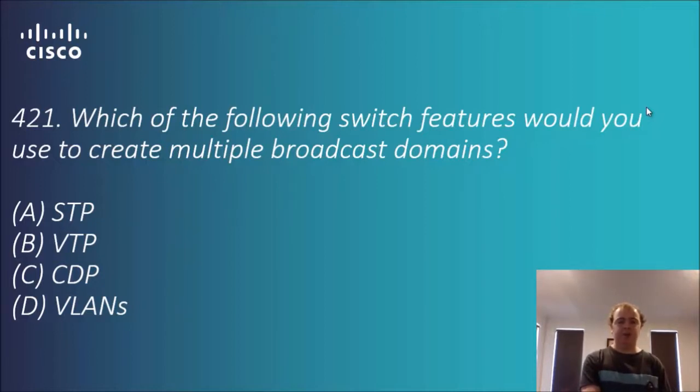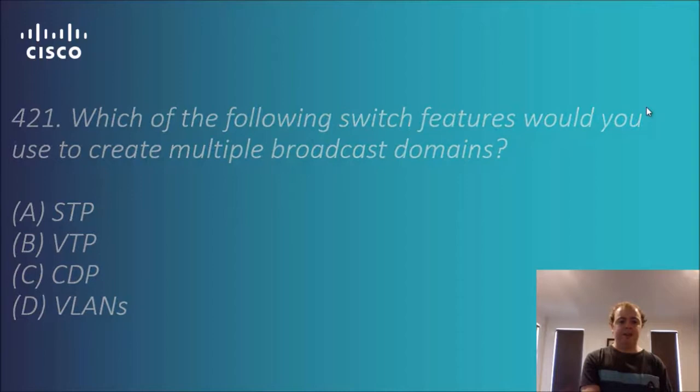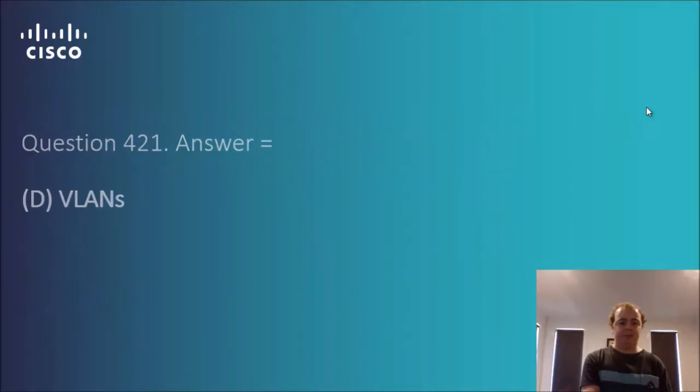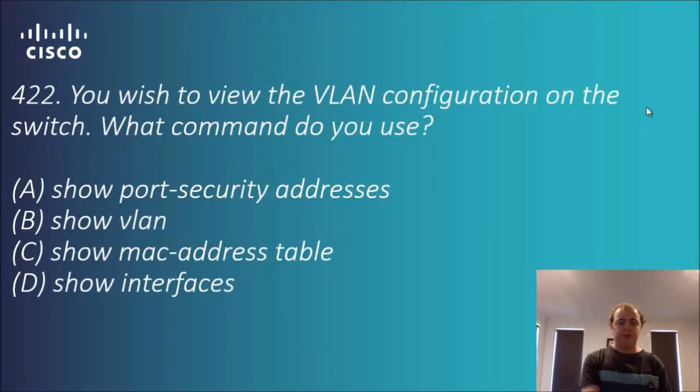Perhaps 421, which of the following switch features would you use to create multiple broadcast domains? We have STP, VTP, CDP, and VLANs. So which of the following switch features would you use to create multiple broadcast domains? The answer for this one is D, VLANs. That is what you do, because it's basically a virtual local area network as specified by the acronym.